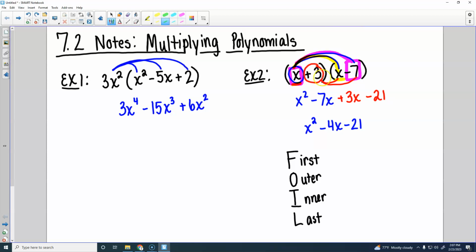Then you've got the inside terms, so that's this term times this term, and then the last terms, this is last, and this is last. So, if you ever hear a teacher tell you to FOIL something out, they just mean to distribute. That's what it means. I'm going to tell you to distribute. I just wanted to put that in here because I still hear a lot of teachers say that from time to time.